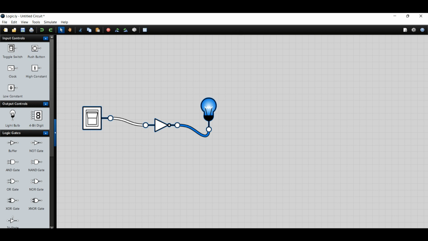Next, the NOT gate. The NOT gate is called an inverter. The output is high when the input is low. The output is low when the input is high.